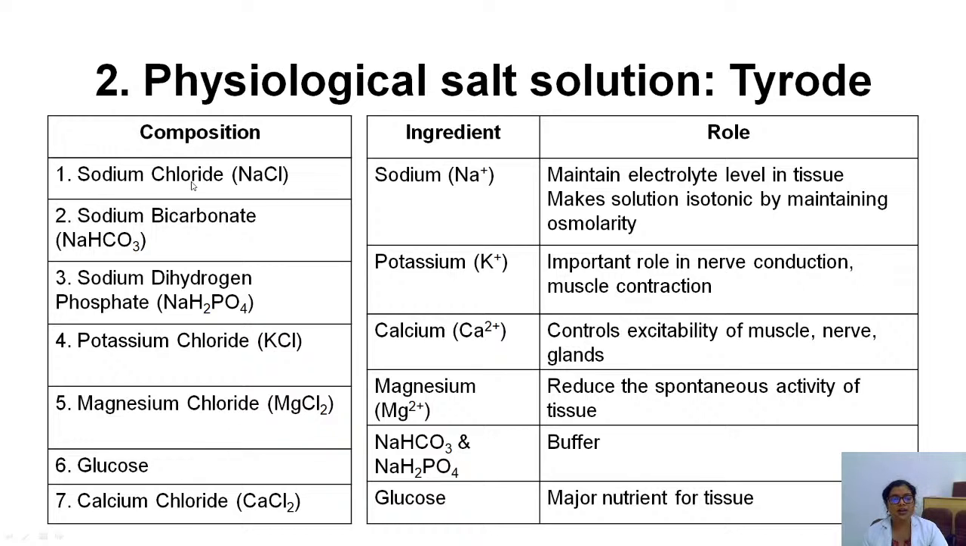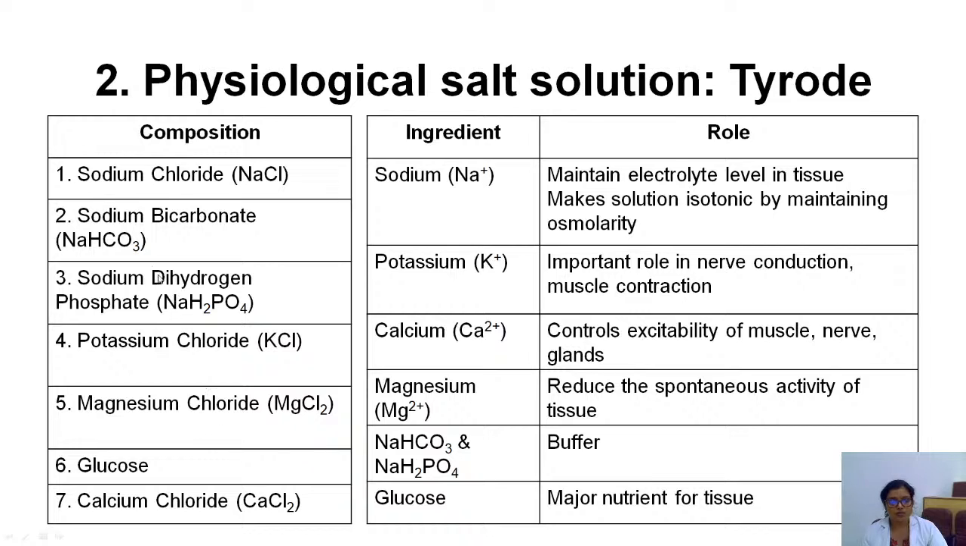What you should know is it contains all these salts made in distilled water. So first is sodium chloride, next is sodium bicarbonate, next is sodium dihydrogen phosphate, next is potassium chloride, magnesium chloride, glucose and calcium chloride. Need not know the exact percentage of each and everything, but at least you should know the name of the salts. And what are the ions which are produced by this?